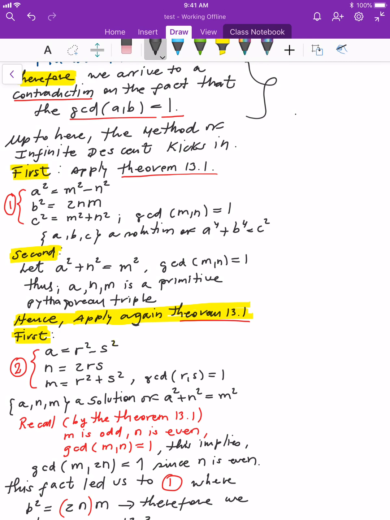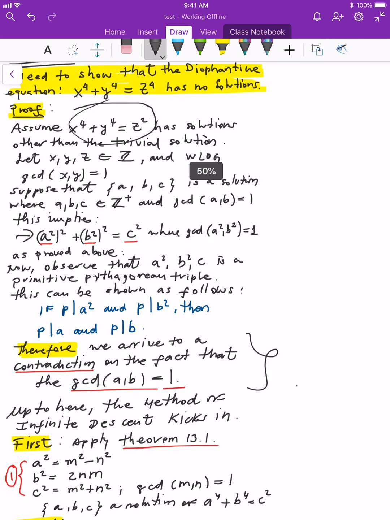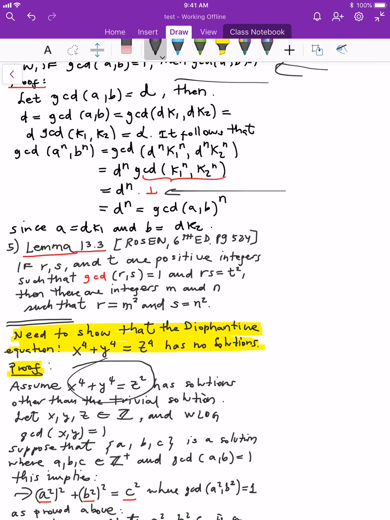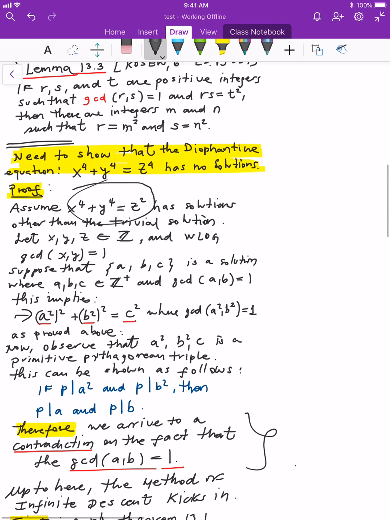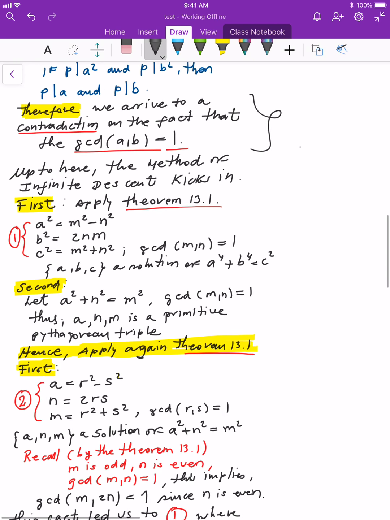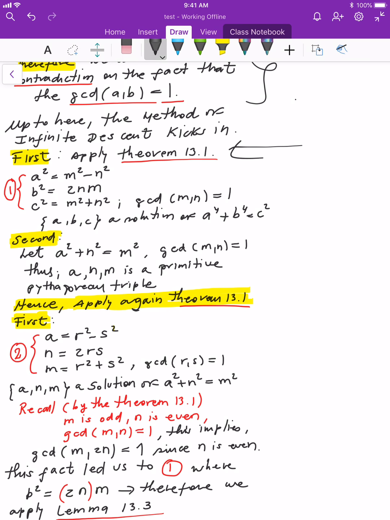Now is where the method kicks in. So first we need to apply theorem 13.1, which is the Pythagorean triplets. You need to know this: x is equal to m squared minus n squared, y, and z. So we apply the theorem here. We say that this is equal to this one, as the theorem says, having GCD of m and n equal to 1. Then the solution set will be a, b, c.